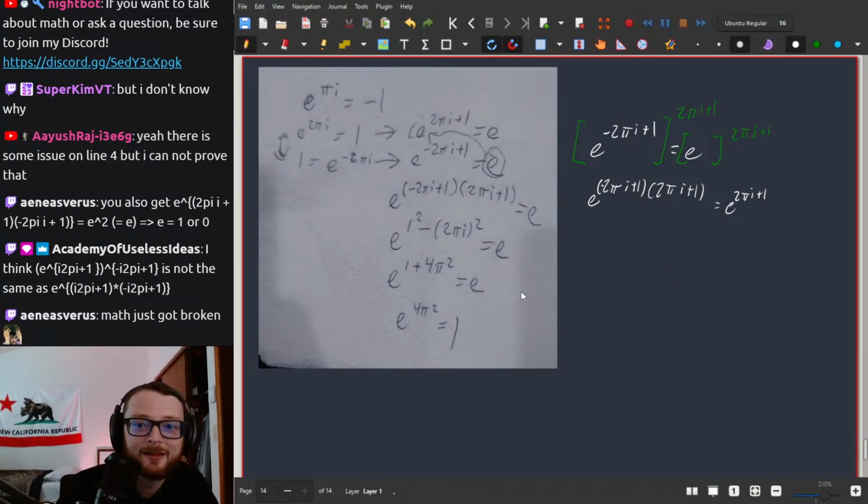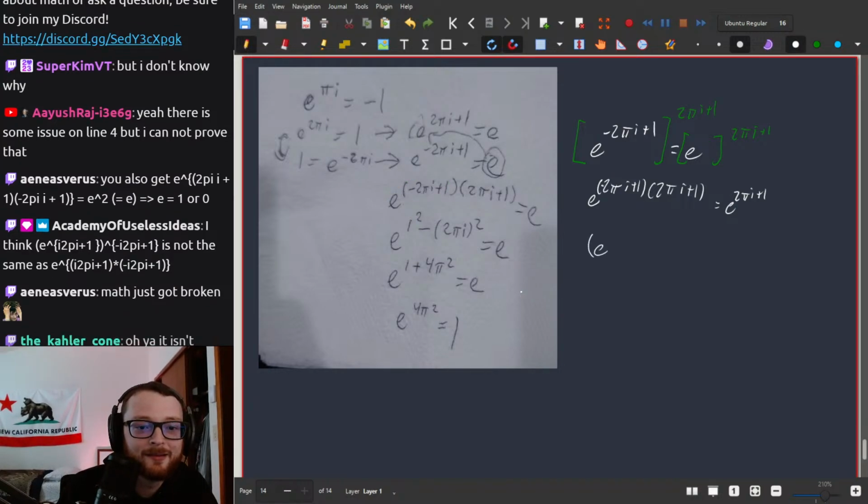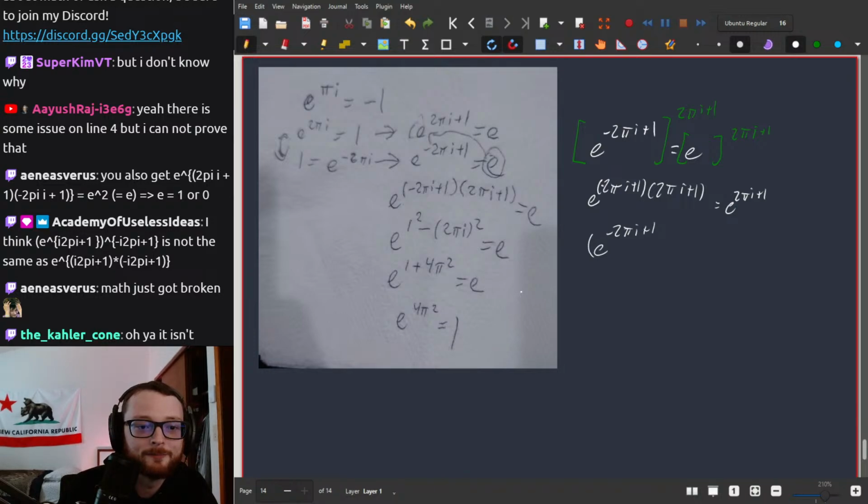So, okay, we started with that. e to the minus 2 pi i plus 1. Slim is saying this is not equal to this. And I think that must be it. I don't know why though, besides the reason that we're just seeing here, I guess.